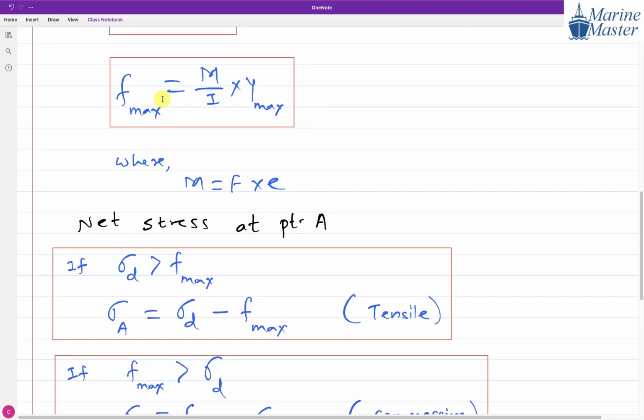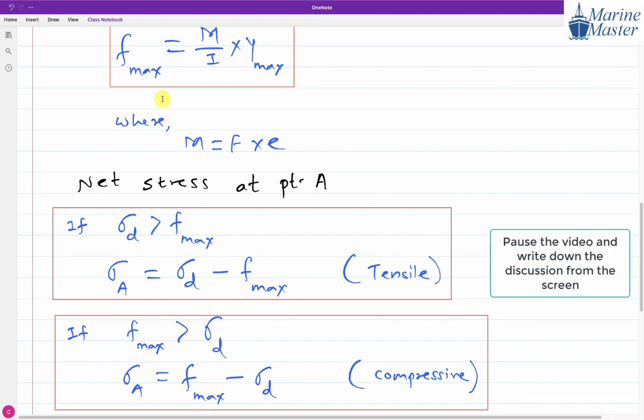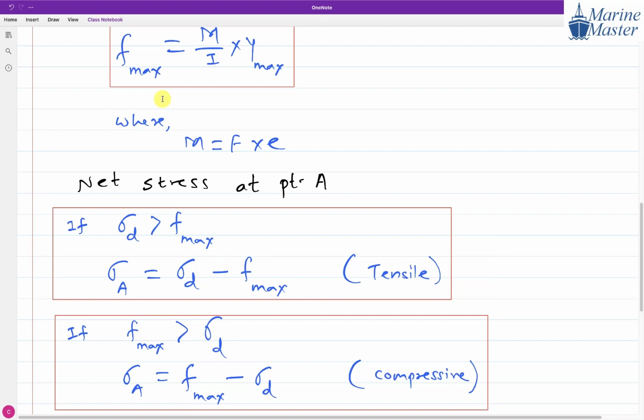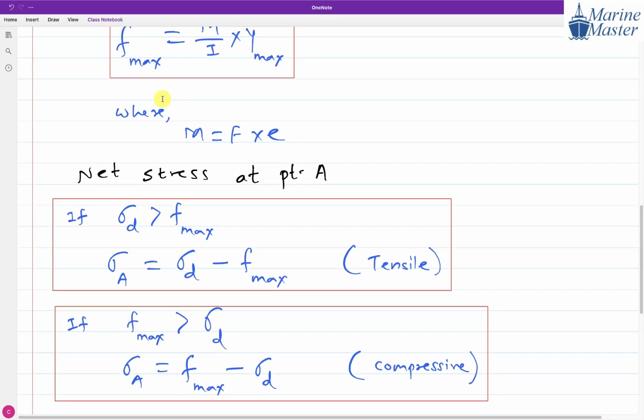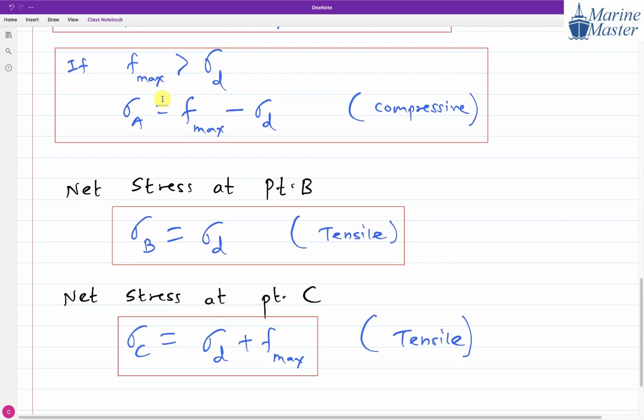After that, guys, everyone, write down net stress at point A. Completed, guys, to this point? Then write down net stress at point B, everyone, and net stress at what, guys? Point C. Write down this one.